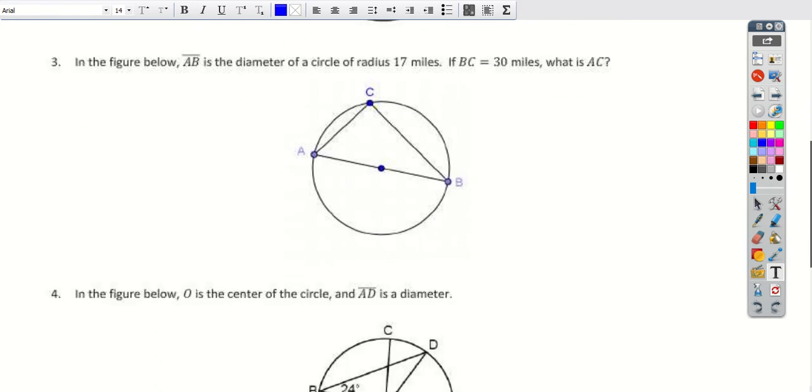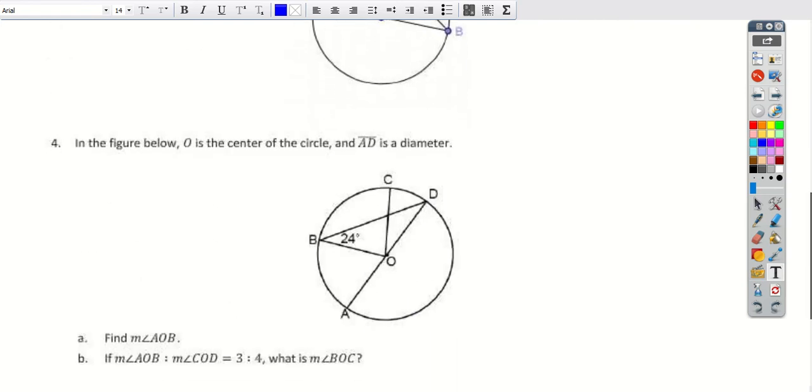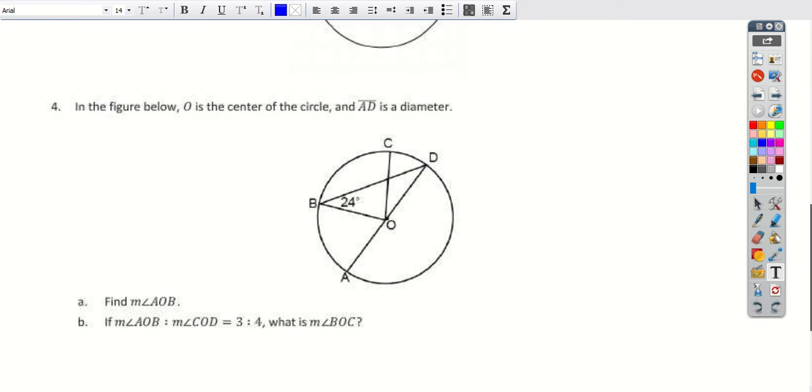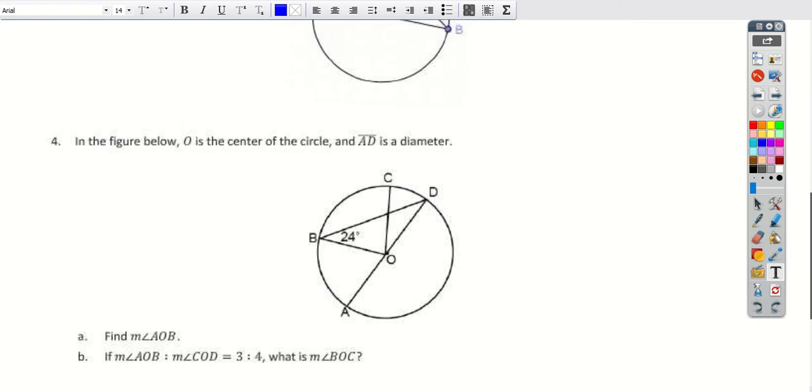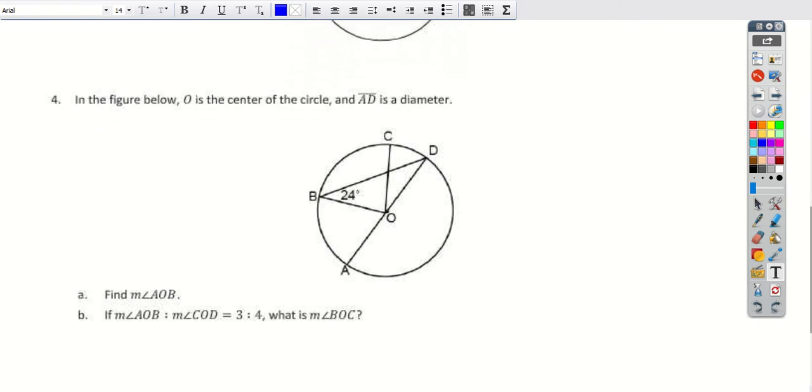Okay, this question right here is a nice Pythagorean theorem question. So if the radius is 17, BC is given. What's the length of AC? So that's a nice one we've done before. All right. We'll take a look at number 4 here, though.